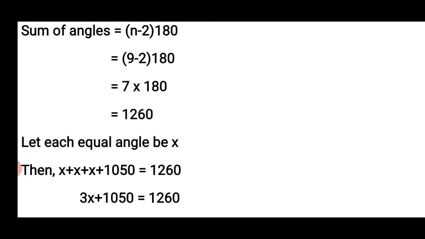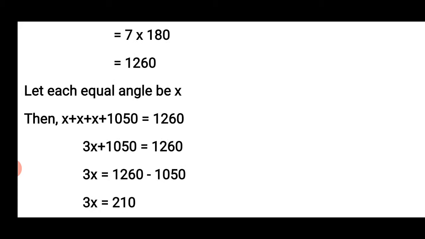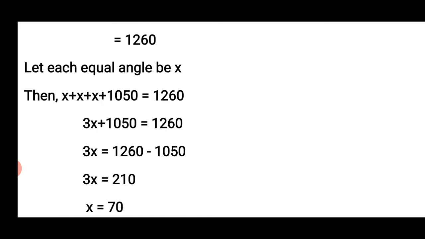We will use a letter to represent the 3 angles that are equal. Let each equal angle be x. Then let us add x plus x plus x plus the 6 that have been added already, that is plus 1050, will give us 1260. x plus x plus x is 3x. 3x plus 1050 is equal to 1260.